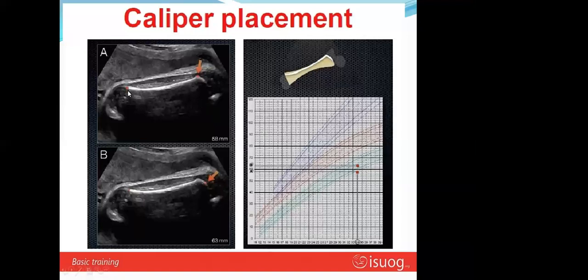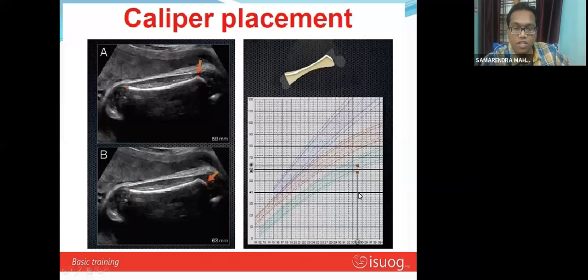If we include only the diaphysis, the measurement is falling within the normal range, above the fifth percentile. But if we include the spur, what is happening? No, sorry. If we include the spur, it is falling in the normal range, more than the fifth percentile. But if we really measure the diaphysis, it is falling below the fifth percentile. That means if we wrongly measure, it will overestimate the femur length.